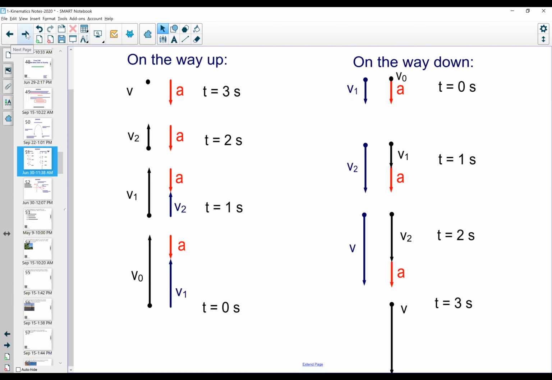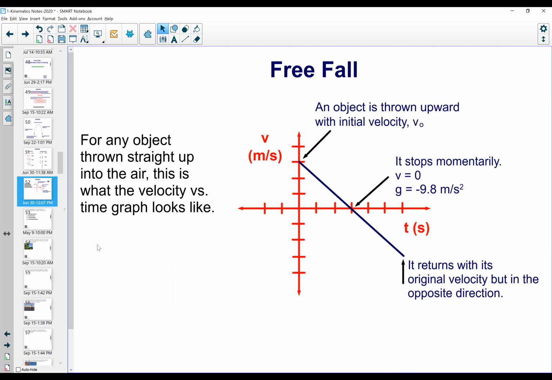Now let's take more of a graphical look at it. This is again an object thrown straight up into the air. So for any object thrown straight into the air, this is what the velocity-time graph would look like. A lot of times students, when they're asked to draw a velocity-time graph, want to draw a parabola. But the velocity doesn't change in a parabolic form. The velocity is not quadratic in its relationship to time. The velocity is linear in relationship to time. And so we see an original positive velocity because right when it was launched, it had an upward positive velocity.